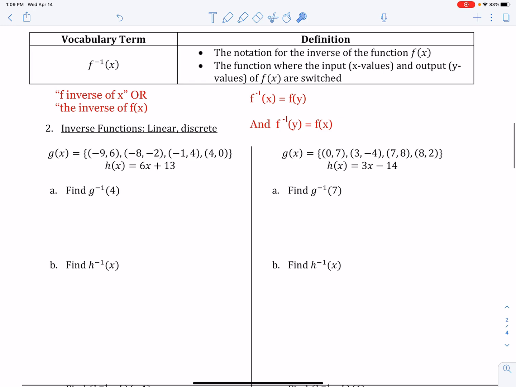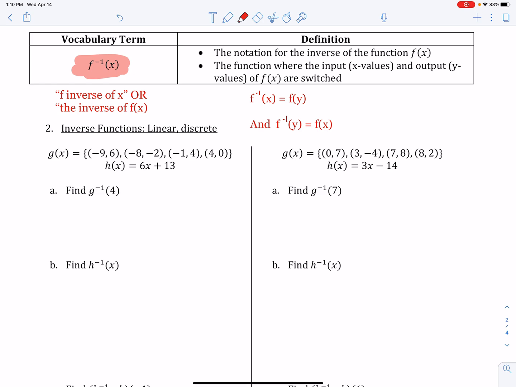Moving on here, we have vocabulary terms, and I have stuff already pre-written here for you to help and guide you with understanding. But what this vocabulary term is saying is f inverse of x, or another way of phrasing this, the inverse of f of x. That's what this is saying right here. So I'm going to put it in red. Actually, let's do this. There we go. So just match the color schemes up with one another.